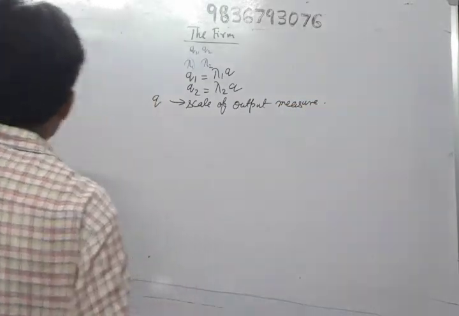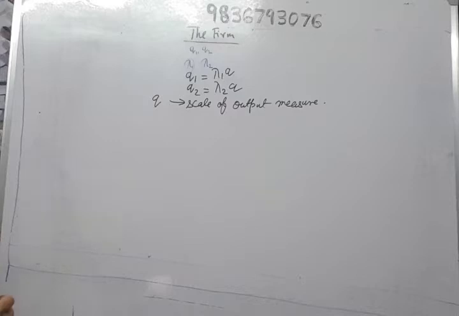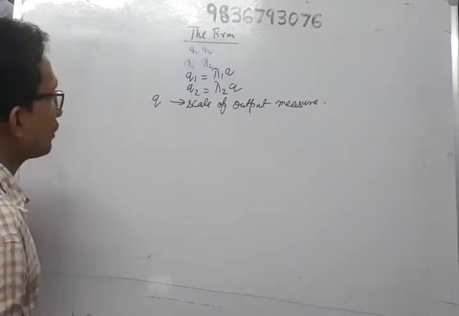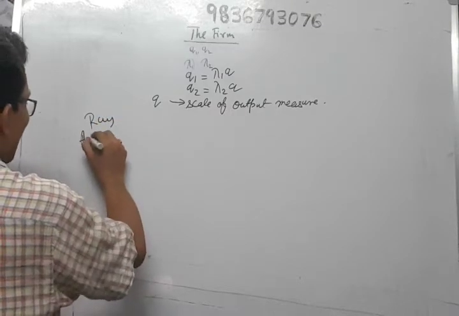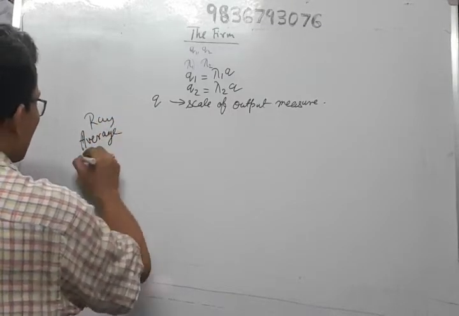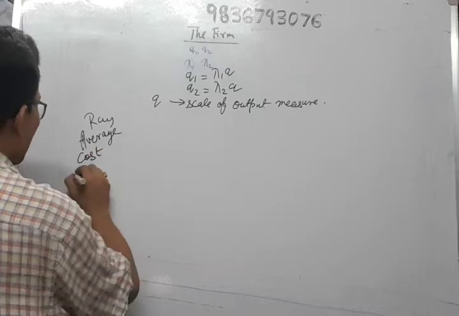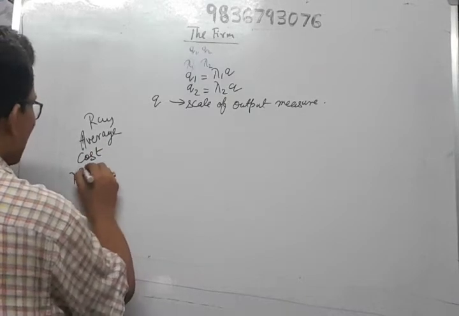Then the average cost concept which we can use related to a multi-product firm is something known as the ray average cost. What is the ray average cost? Because it will change in the proportion of lambda 1 and lambda 2.